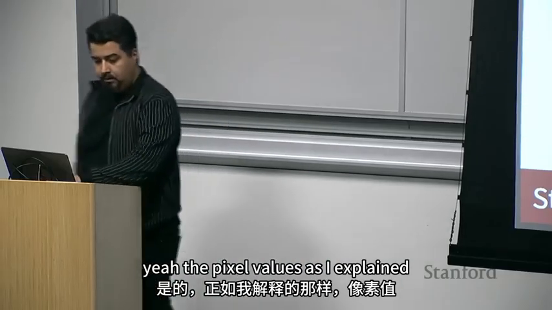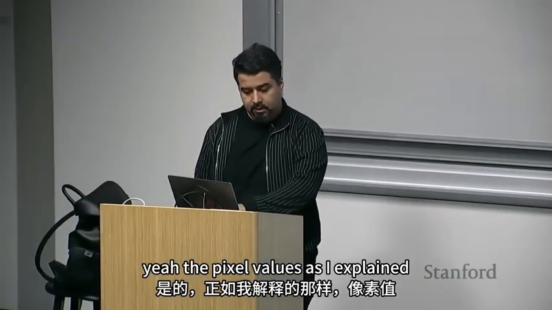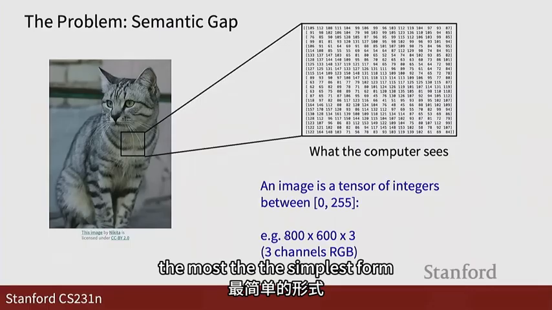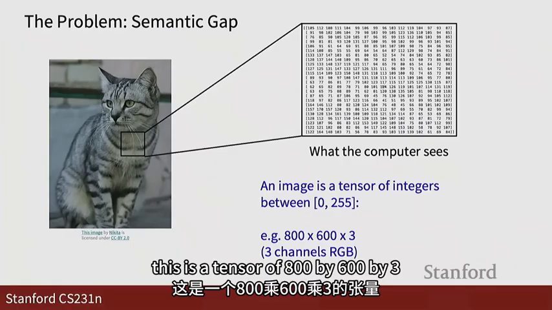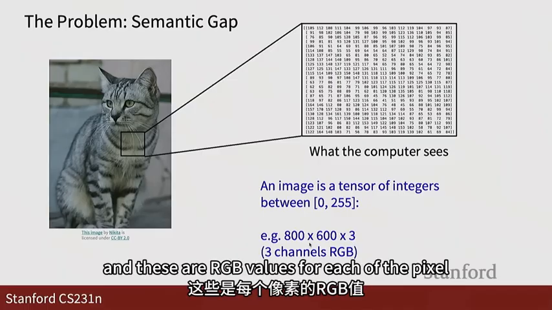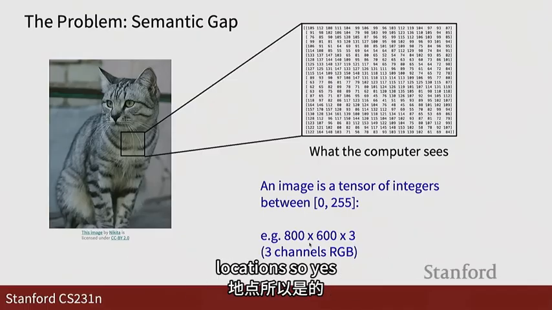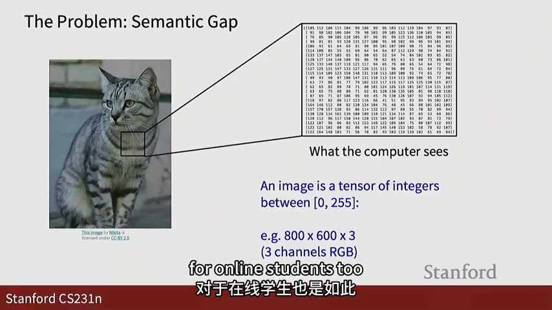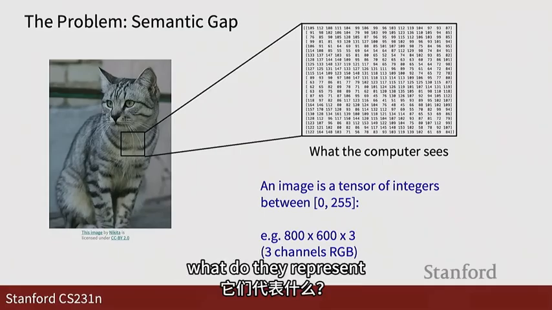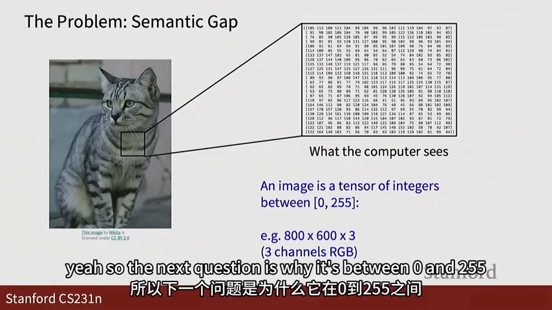Yeah, the pixel values, as I explained, in the simplest form, this is a tensor of 800 by 600 by 3, with 3 channels, and these are RGB values for each of the pixel locations. So yes, I should actually repeat the questions for online students too. The question was, the pixel values, what do they represent? And the next question is why it's between 0 and 255.